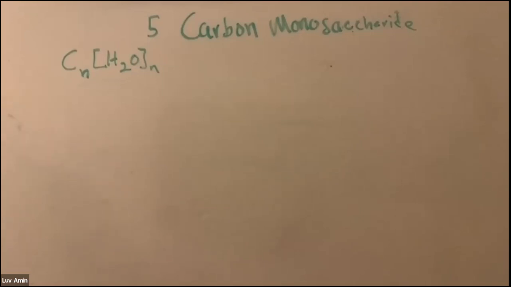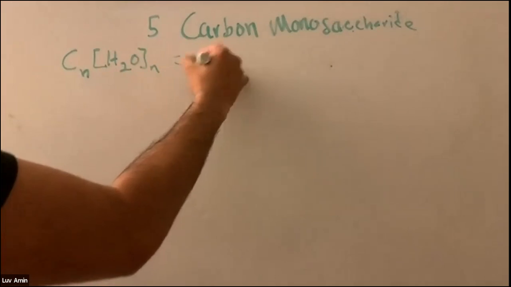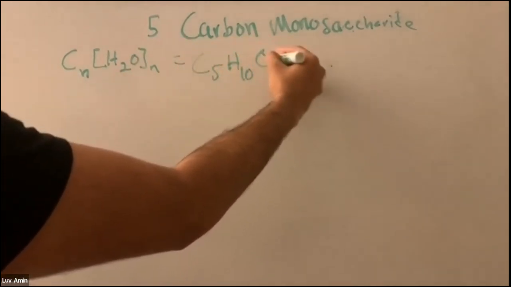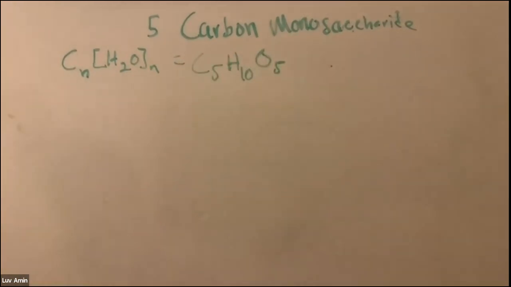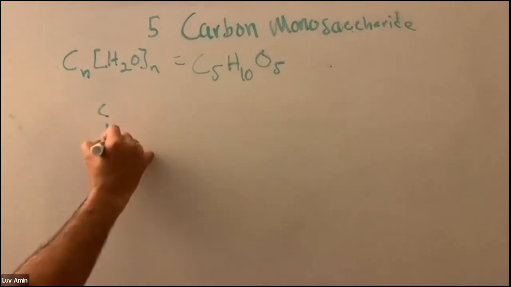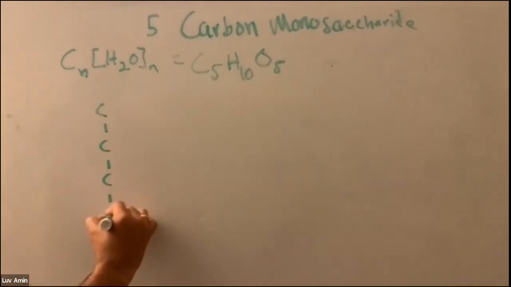So first step is to find the formula. In this case, we'll plug in 5 for our number of carbons into this formula. After this, you want to start drawing your monosaccharide. So your first step would be to draw the carbon chain. So I'll draw 5 carbons going down. 1, 2, 3, 4, 5.